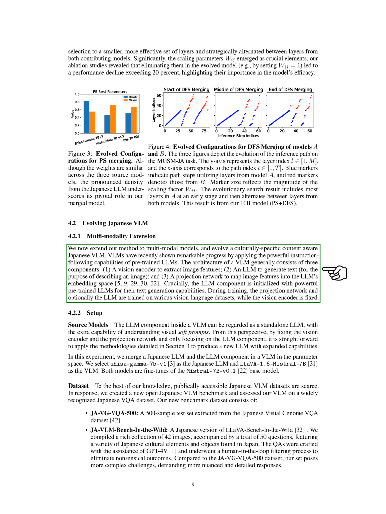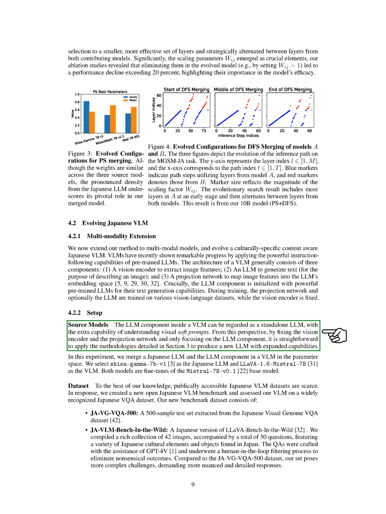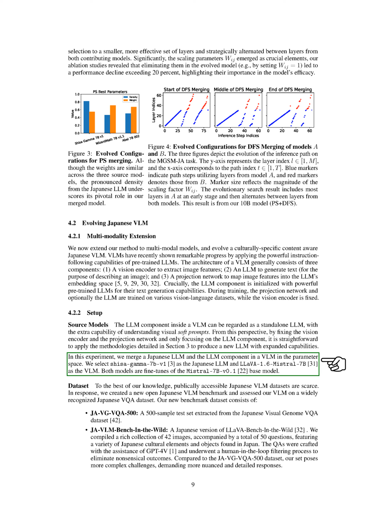During training, the projection network and sometimes the LLM are trained on various vision language datasets, while the vision encoder remains fixed. The LLM component in a VLM can be seen as a standalone LLM with the added ability to understand visual prompts. By focusing on the LLM component and merging a Japanese LLM with a VLM, we aim to enhance the LLM's capabilities. We use specific models for this experiment: Shisa Gamma 7B V1 as the Japanese LLM and LLAVA 1.6 Mistral 7B as the VLM.